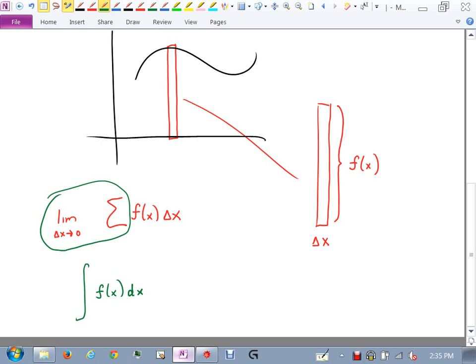This is the area of a rectangle, isn't it? It's the width of it times the height. That's all it is. Add them up forever. That's what this means. Width, height, add forever. Add an infinite number of them up.